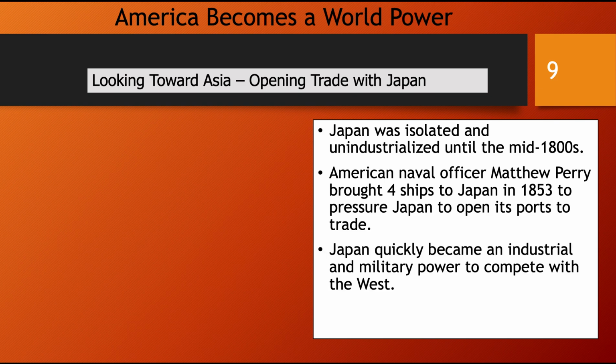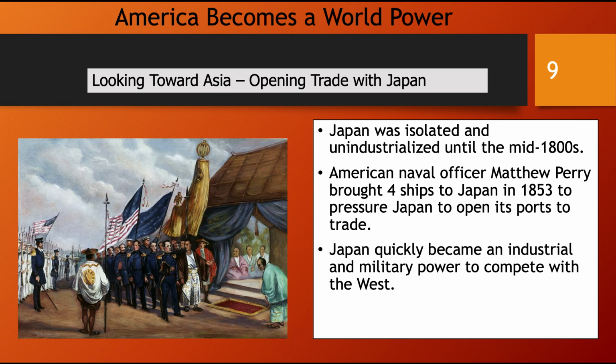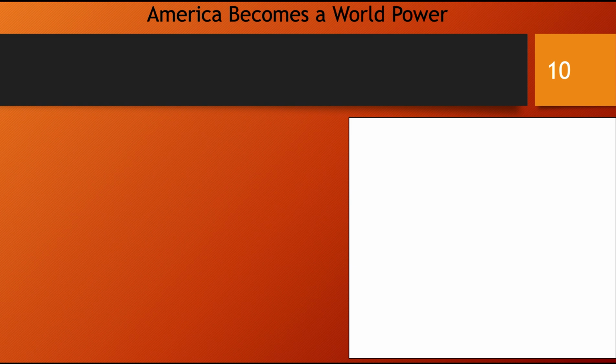So this slide, you do not need to write anything on your paper. However, I do want to mention that Japan at this time started off as a very isolated and unindustrialized society until the mid-1800s. This is when they started building up their navy, and they quickly became an industrial and military power, especially once their trade ports opened to others. Right? So this is a very specific piece here because Japan will become a signifying factor in the world wars coming up.